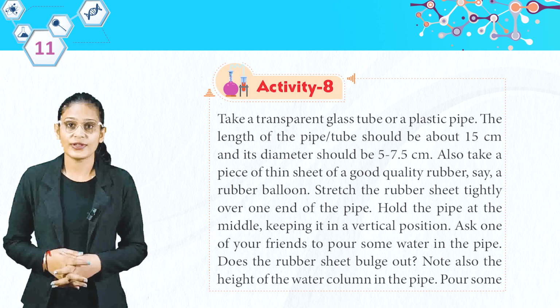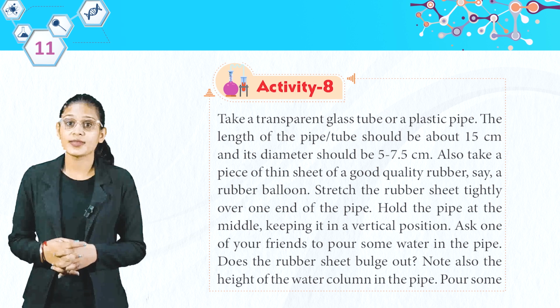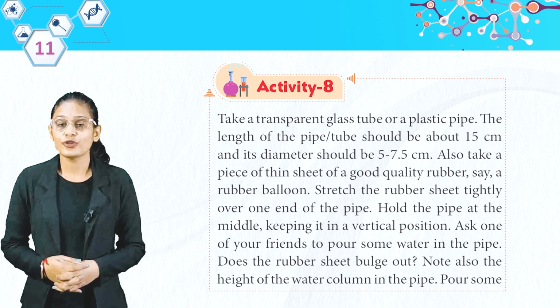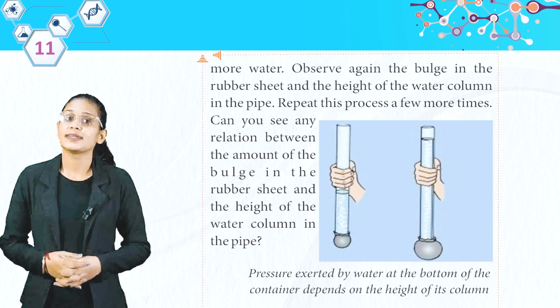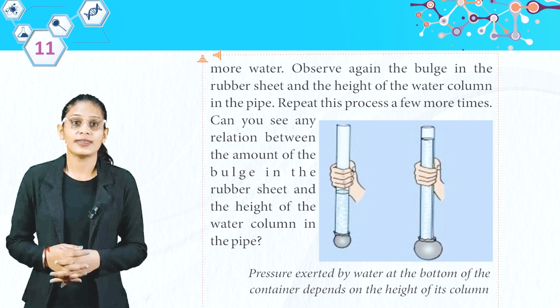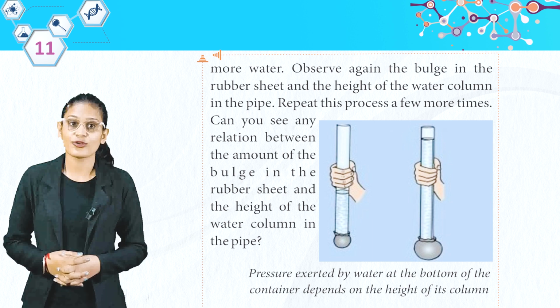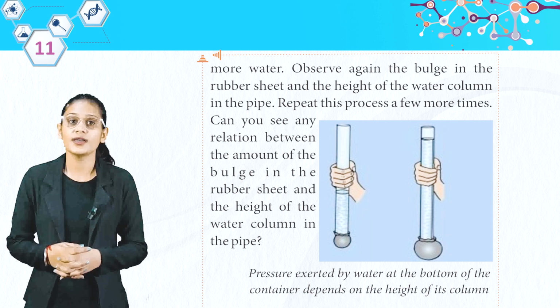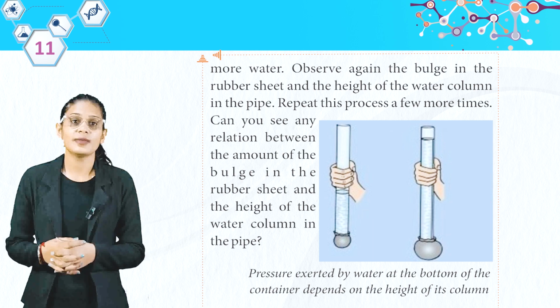Ask one of your friends to pour some water in the pipe. Does the rubber sheet bulge out? Note the height of the water column in the pipe. Pour some more water. Observe again the bulge in the rubber sheet and the height of the water column in the pipe. Repeat this process a few more times. Can you see any relation between the amount of the bulge in the rubber sheet and the height of the water column in the pipe?